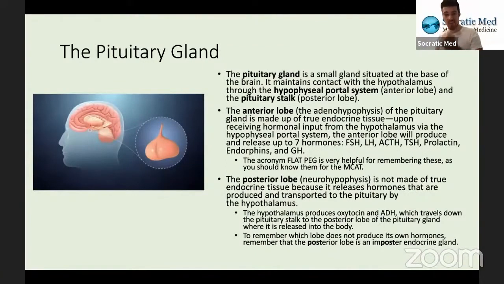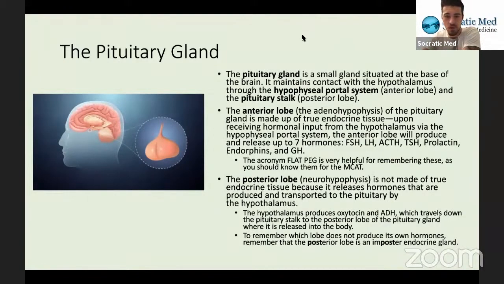So the pituitary gland, if you look on the left, it's a tiny, tiny gland that sits right at the base of the middle brain. And it is a small gland. It maintains contact with the hypothalamus through the hypophyseal portal system, the anterior lobe, and the pituitary stalk, which is how the posterior lobe is connected to the hypothalamus.